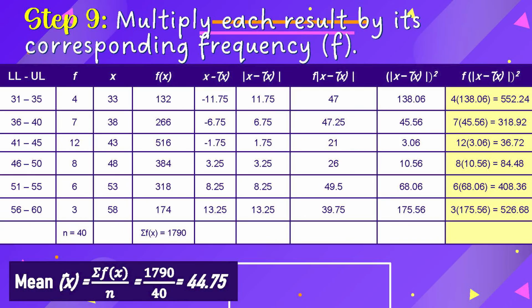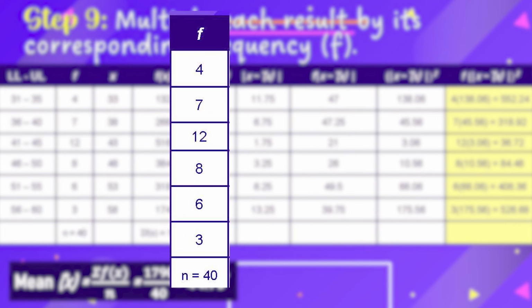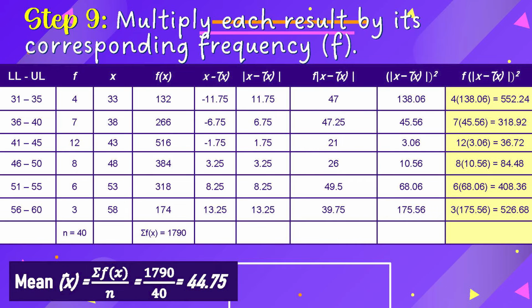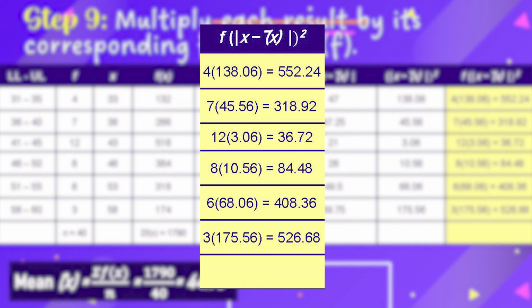Solving step number 9, we're going to multiply each result by its corresponding frequency. In multiplying each result by its corresponding frequency, we multiply the frequency times the squared absolute value of the difference between the midpoint and the mean. So now, we have the frequency of 4 multiplied by the squared absolute value 138.06 equals 552.24.